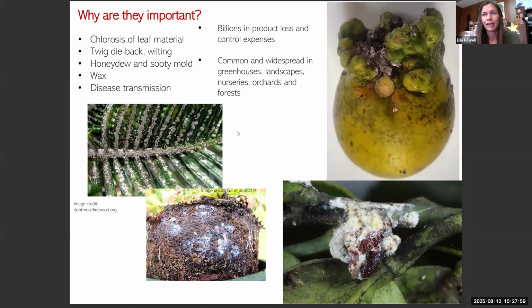As I've mentioned earlier, they cause chlorosis of leaf material, so they'll cause twig dieback and wilting, basically reducing plant vigor by taking away resources from the plants. The honeydew and sooty mold can get so thick and so bad that it will affect photosynthesis of the plants. So if your leaves are just covered in sooty mold, you can't photosynthesize properly anymore. They'll also cause disease transmission, where they'll spread plant viruses through their mouth parts. That can be particularly devastating.